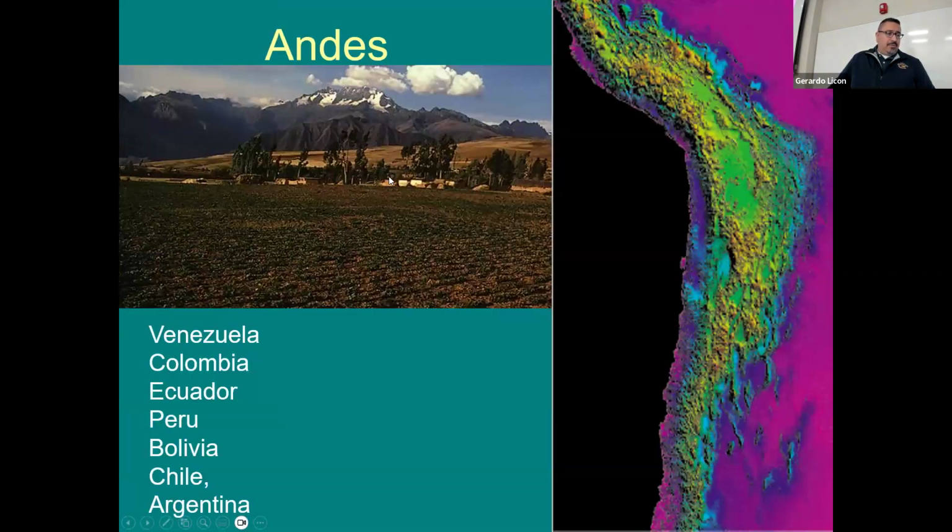So the Andes Mountains go from north to south along the west coast of South America. They are located in Venezuela, Colombia, Ecuador, Peru, Bolivia, Chile, and Argentina. So all along the west coast of South America, starting with Venezuela and all the way down to Argentina.